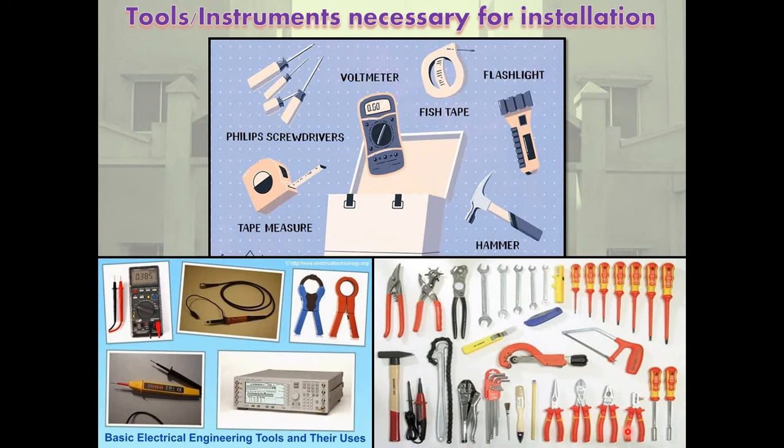Now, first is tools or instruments necessary for installation. Here there are different types of instruments like a voltmeter, Phillips screwdrivers, tape measures, fish tape, flashlight, hammer. Here are clamp meters, CRO probes, multimeters. These are all the instruments. Hammer, etc. All the equipment is most important while you are in the installation process.